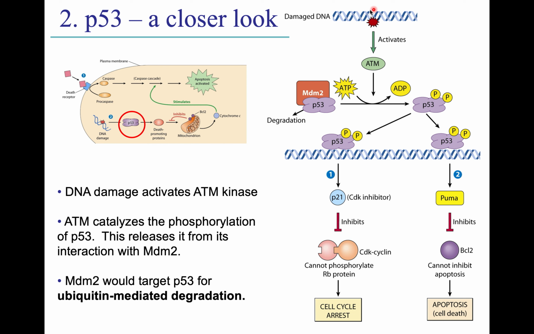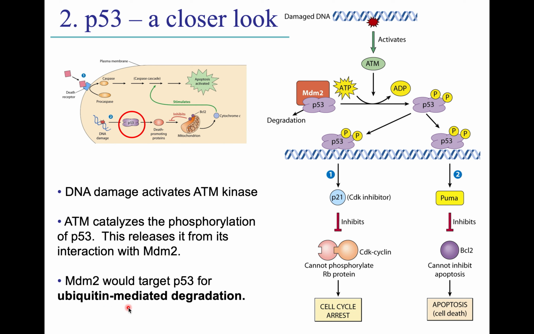So it turns out the DNA damage actually activates this protein called the ATM kinase. ATM kinase would then phosphorylate P53, which would release it from its interaction with this protein called MDM2. MDM2 would normally target P53 for degradation via this process called ubiquitin-mediated degradation.